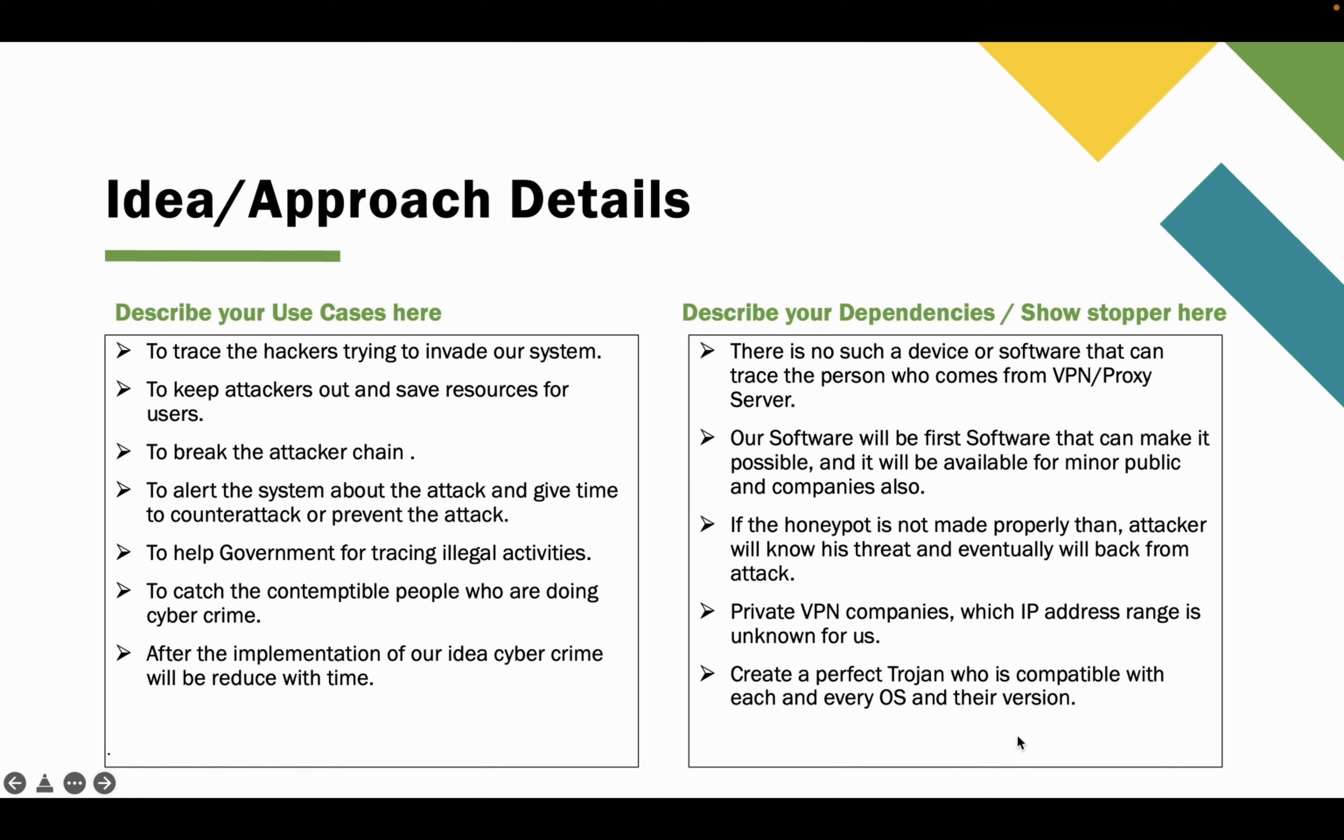The Trojan is also one big problem, because making a Trojan is not a cup of tea for every person, and it is very difficult to create such a powerful Trojan that can break the VPN firewalls, break into the hacker's system and data, and give us the IP location of that system. So it is very difficult to create this type of Trojan. So this is our project, this is our system, these are the stoppers, and this is our idea on which we are going to work.